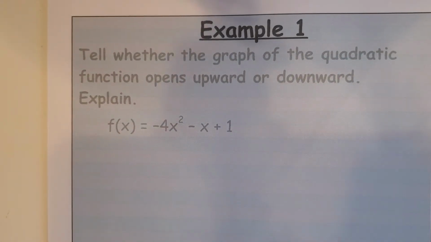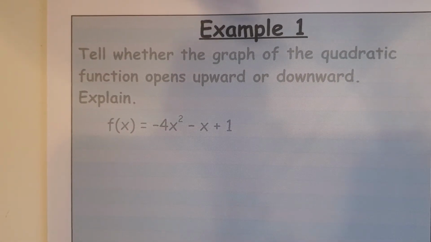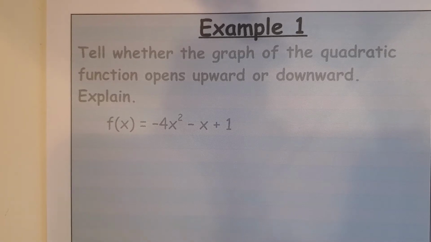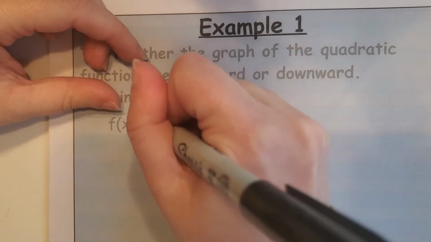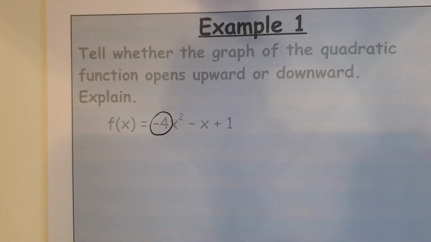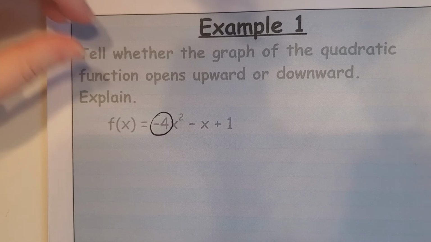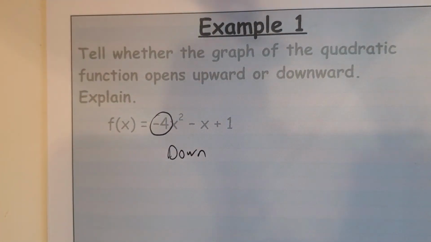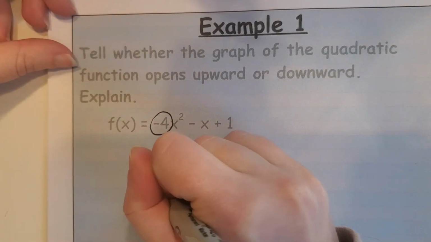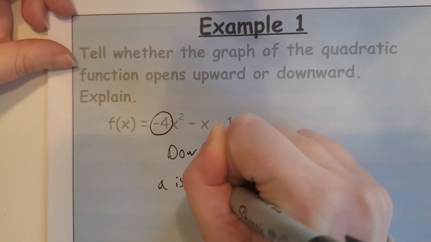Tell whether the graph of the quadratic function opens upward or downward. Explain. Okay, well, this would need to be in standard form before we could do anything, which it already is. All right, so all we're looking at is the a value, which is -4. And in this case, we're focusing on the sign of the a value, which is negative. So because a is negative, the function would open down. And that would be our explanation. All right, it opens down because a is negative.